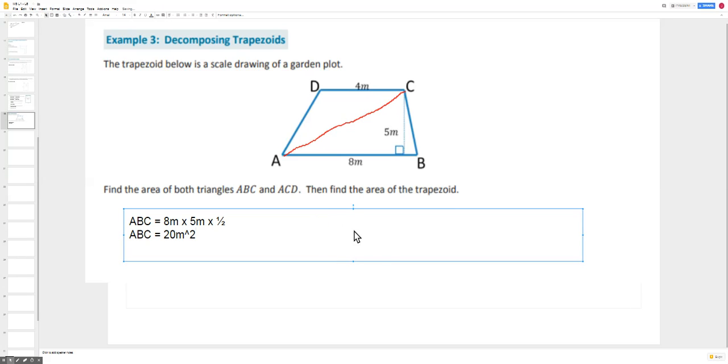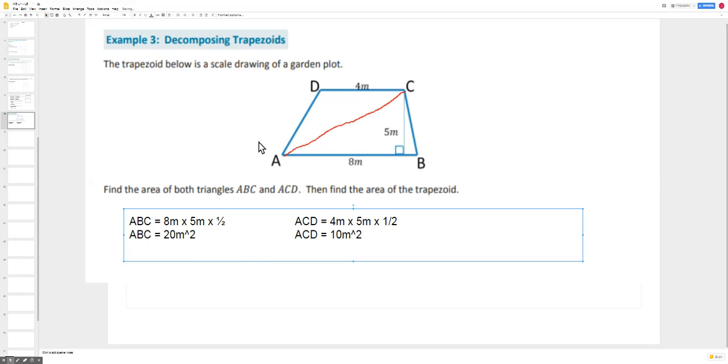Now, let's find the area of the other triangle, ACD. Well, ACD has a base of 4, right? Because this is the height, and this connects to the base, a base of 4 and a height of 5. So 4 meters times 5 meters, and of course times 1/2, or you could divide by 2. All right, so let's find that area now. The area of ACD is equal to 4 times 5, which is 20, half of 20 is 10, and of course we're talking about meters squared.